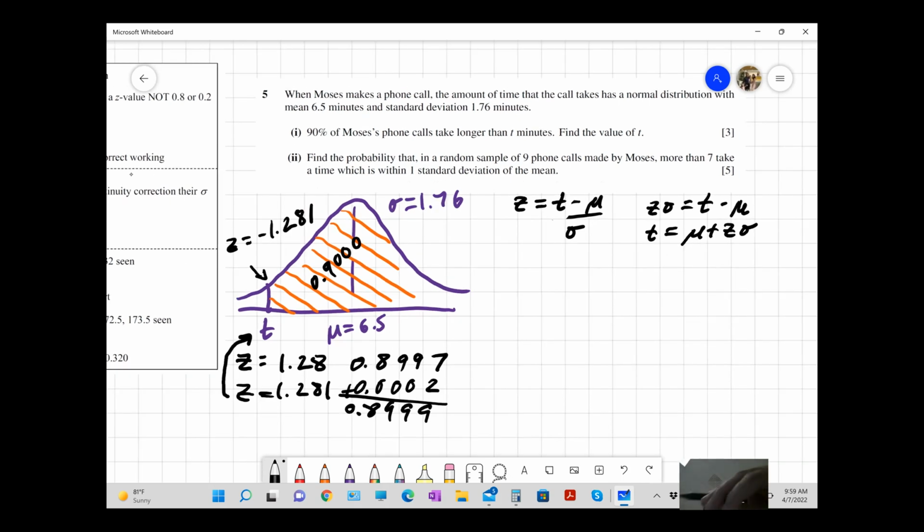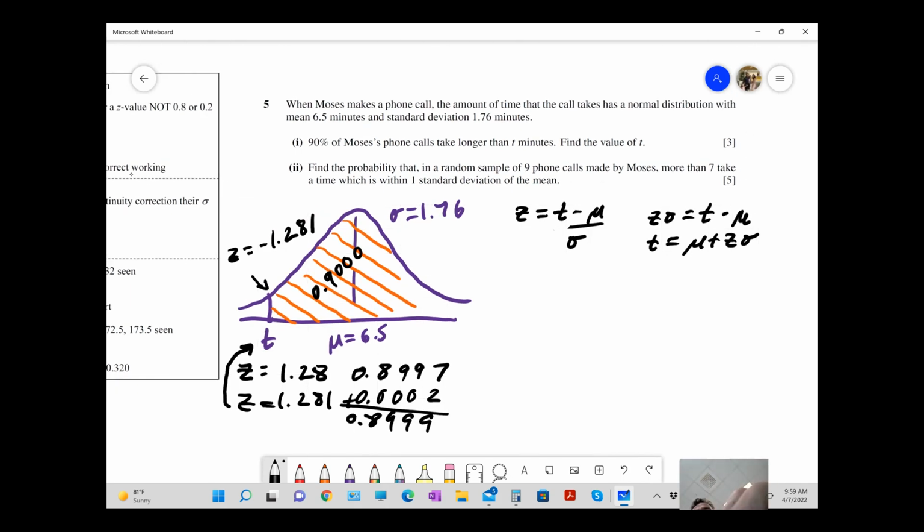All right, so T equals 6.5 plus or minus 1.281 times sigma, and that's 1.76. So is that pretty easy, guys? Yes.